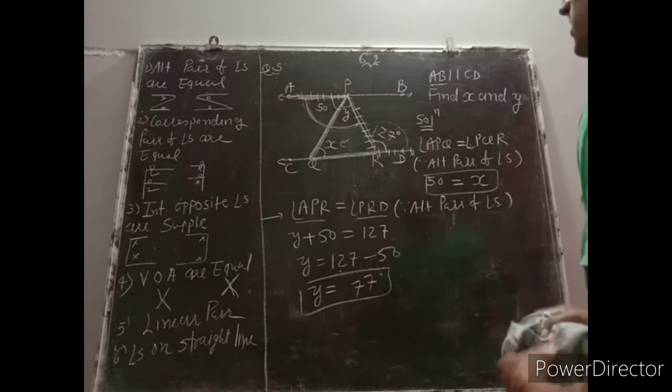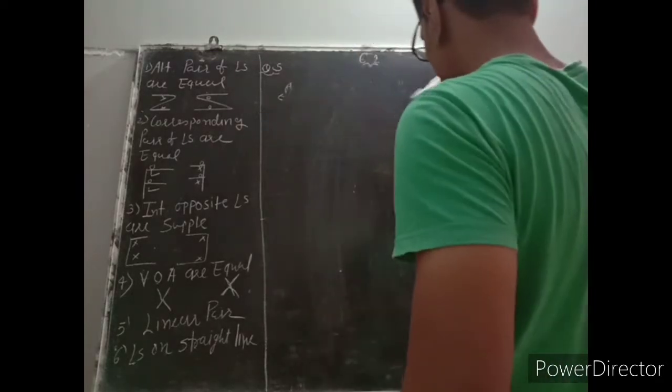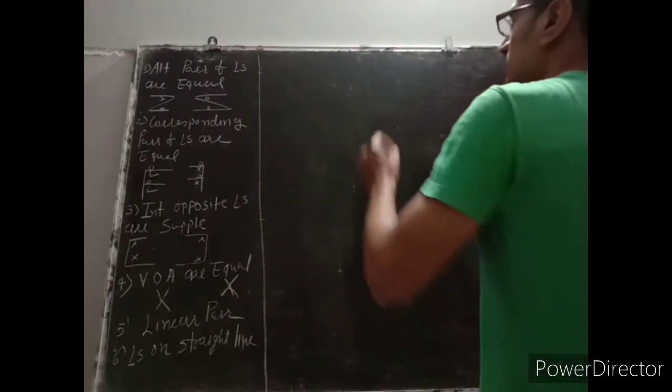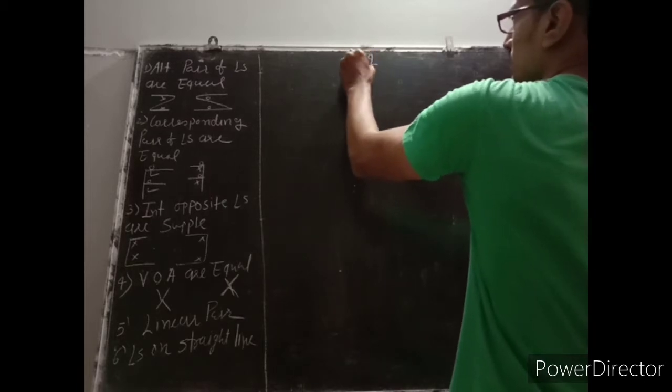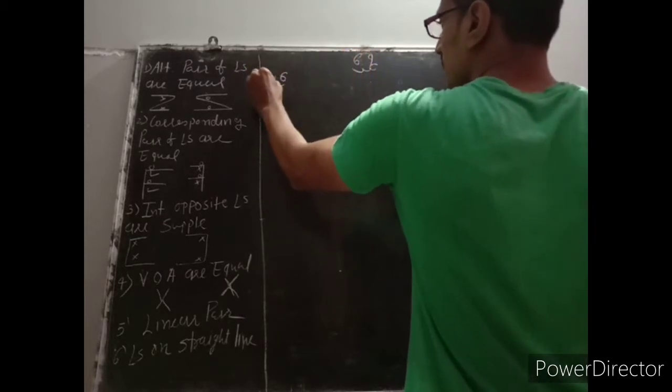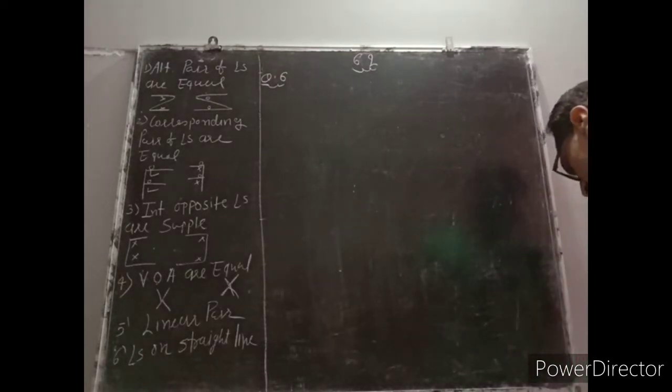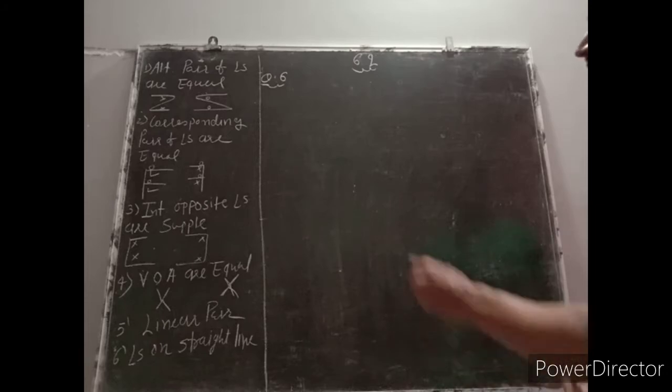Clear? Let us solve the next one. In the following figure, PQ and RS are two mirrors placed parallel to each other. An incident ray AB strikes the mirror PQ at B. The reflected ray moves along the path BC, strikes the mirror RS at C, and again reflects back along CD. Prove that AB is parallel to CD. In short, the figure is given.